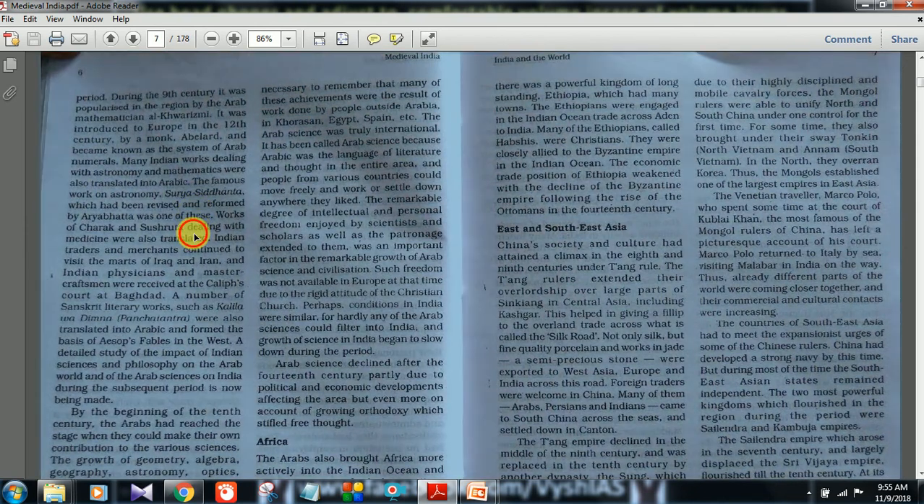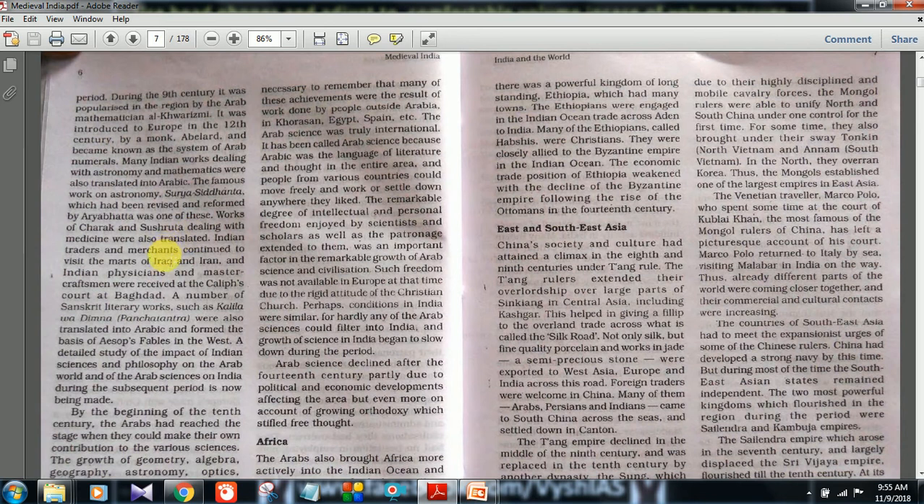Now, works of Charaka and Sushruta dealing with medicine were all translated. Indian traders and merchants continued to visit the marts of Iraq and Iran, and Indian physicians and master craftsmen were received at the Caliph's court at Baghdad. A number of Sanskrit literary works such as Kalila wa Dimna, actually the Panchatantra they are referring to, were also translated into Arabic and formed the basis of Aesop's fables in the West. So Aesop's fables are famous in the West and the Panchatantra in the East, so it's actually taken reference from here.